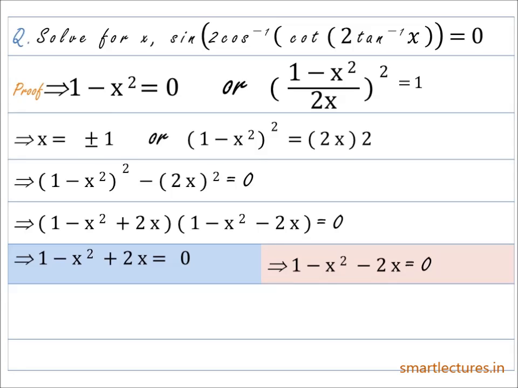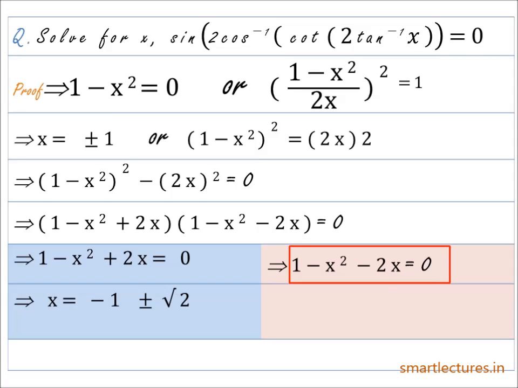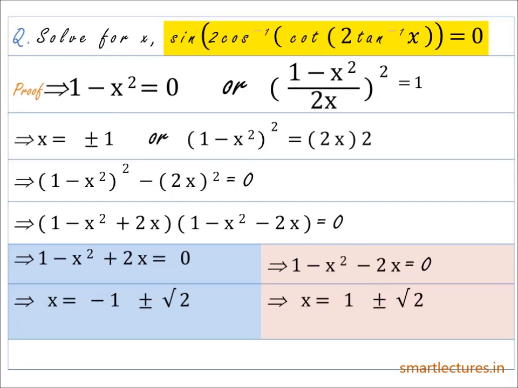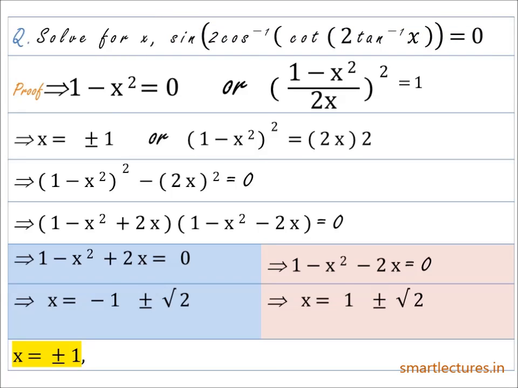Now solving the quadratic equation 1 minus x square plus 2x is equal to 0, the roots of this equation are minus 1 plus minus under root 2. Similarly, the roots of the quadratic equation 1 minus x square minus 2x is equal to 0 are 1 plus minus under root 2. So that means the values of x which satisfy the equation sine of 2 cos inverse cotangent of 2 tan inverse x is equal to 0 are plus minus 1, minus 1 plus minus under root 2 and 1 plus minus under root 2.